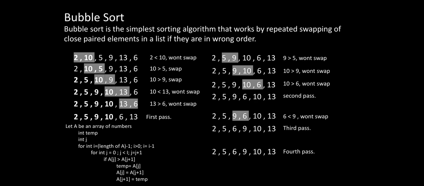Next, I'm gonna increment j here. So it's gonna be indices 1 and 2. Index 2 is 5, index 1 is 10. So here, 10 is greater than 5, so it's gonna swap.